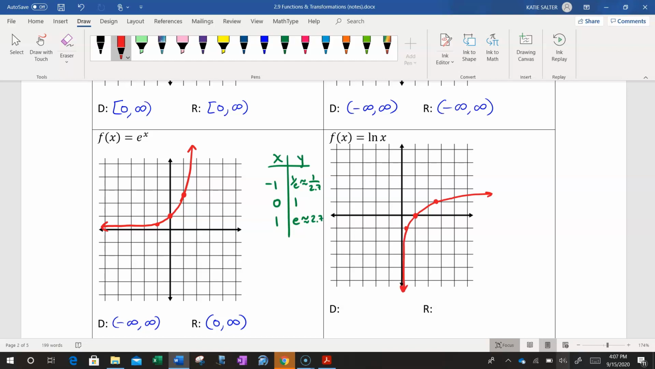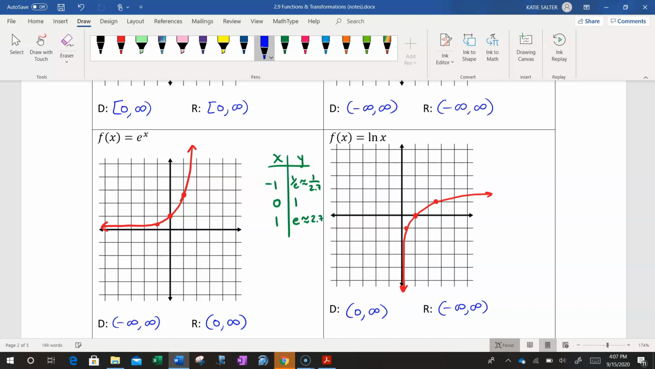Remember, an exponential function and its inverse always reflect over the line y equals x. So if you were to draw these on the same graph, they would reflect over that line. The domain in this case is restricted. Logarithms do not have a domain of all real numbers. They have a domain of 0 to infinity, not including 0, and a range of all real numbers.